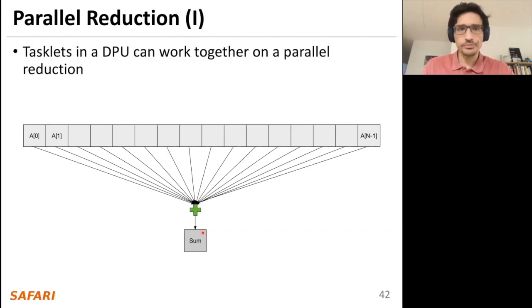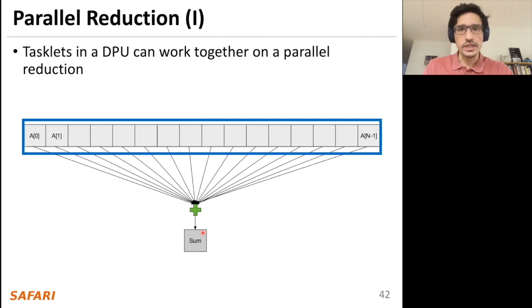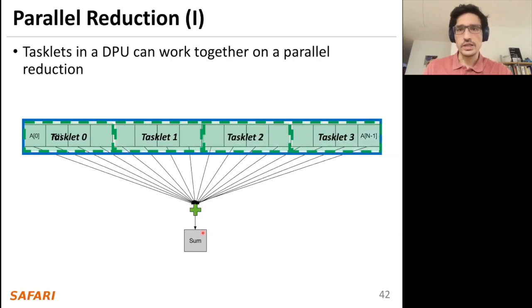And at the end, we will have a single value, which is the result that we need for further computation. So in a parallel reduction, what we want to have is probably multiple DPUs, and for sure inside the same DPU, multiple tasklets operating on some input array. What we do is divide the computation, distributing it across the multiple tasklets. For example, tasklet 0 is going to work on these 4 elements here, then tasklet 1, tasklet 2, and tasklet 3.